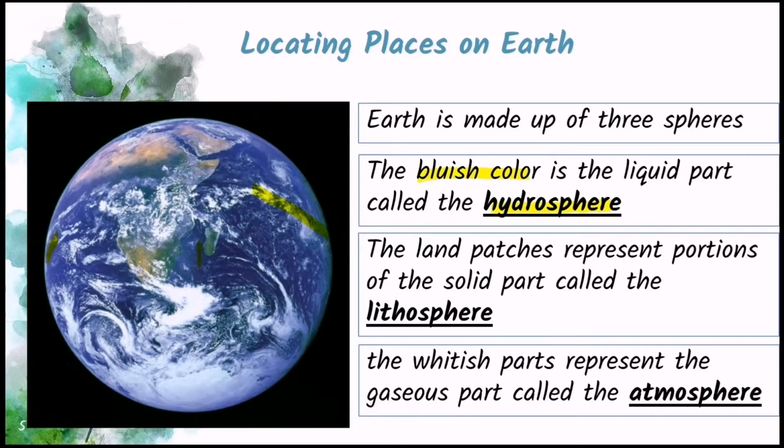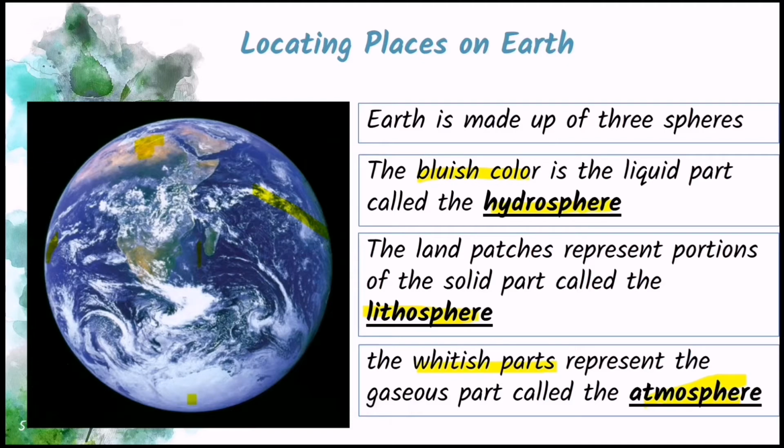And the land patches represent the portion of the solid part called the lithosphere. So, kanang mga land, ang tawag is lithosphere. And the whitish part represents the gaseous part called the atmosphere. So, ato ang clouds, atong kawanangan is called the atmosphere.